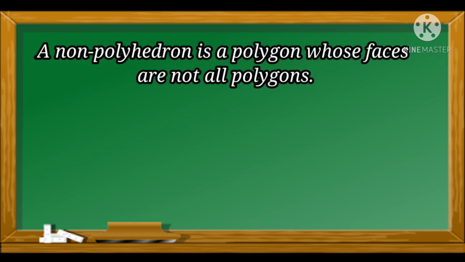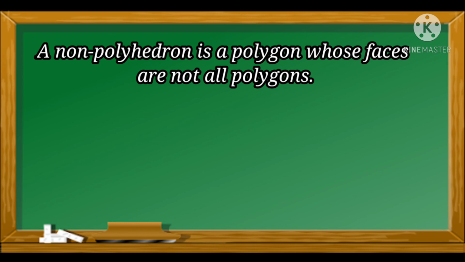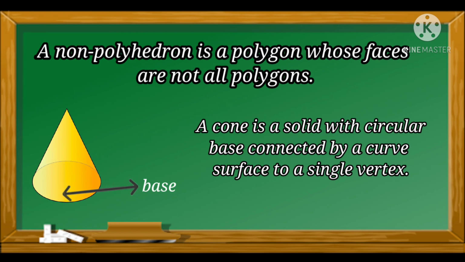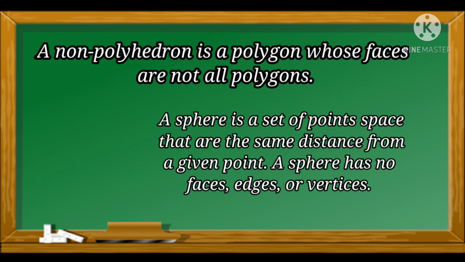A non-polyhedron is a solid figure whose faces are not all polygons. A cylinder is a solid with congruent parallel circular bases connected by a curved surface. Next is a cone. A cone is a solid figure with a circular base connected by a curved surface to a single vertex. And lastly, a sphere is a set of points in space that are the same distance from a given point. A sphere has no faces, edges, or vertices.